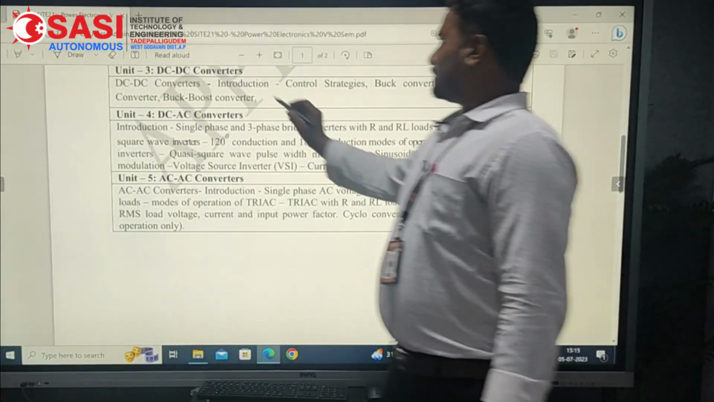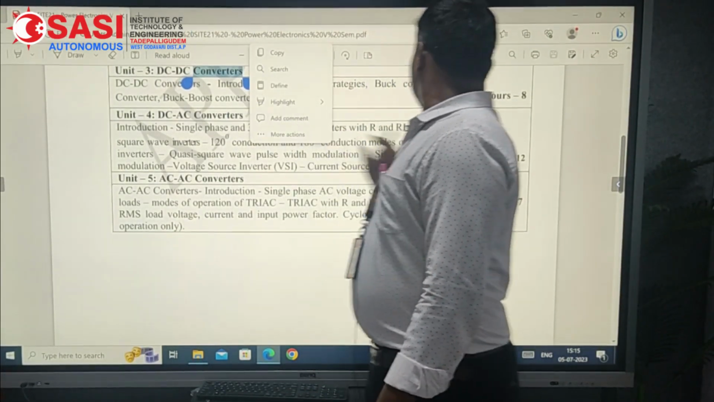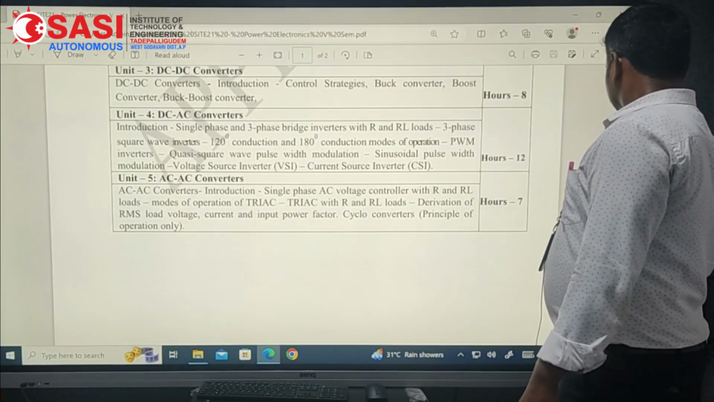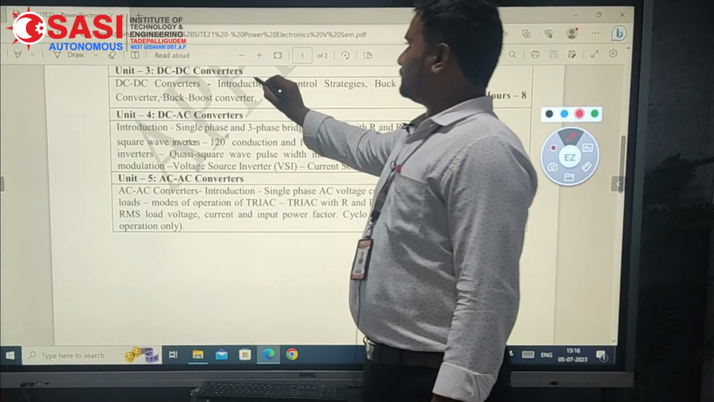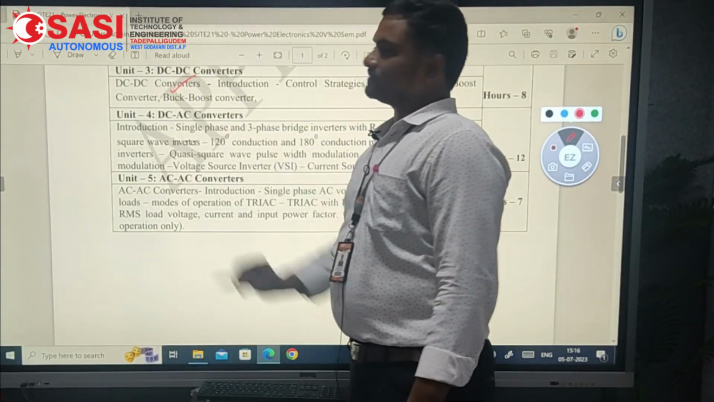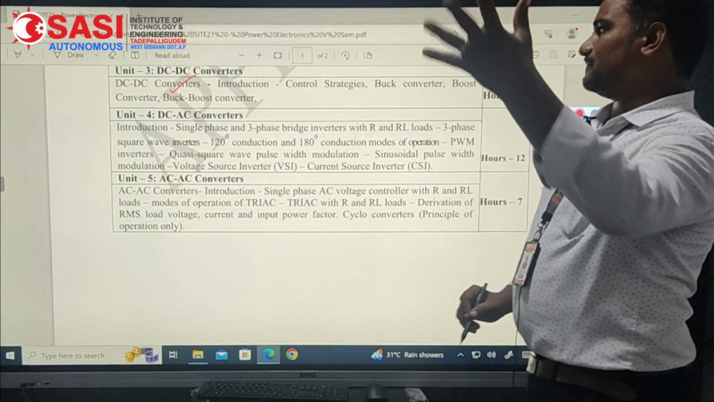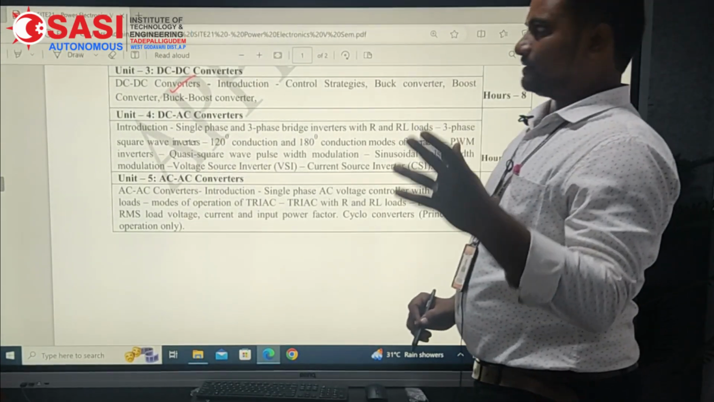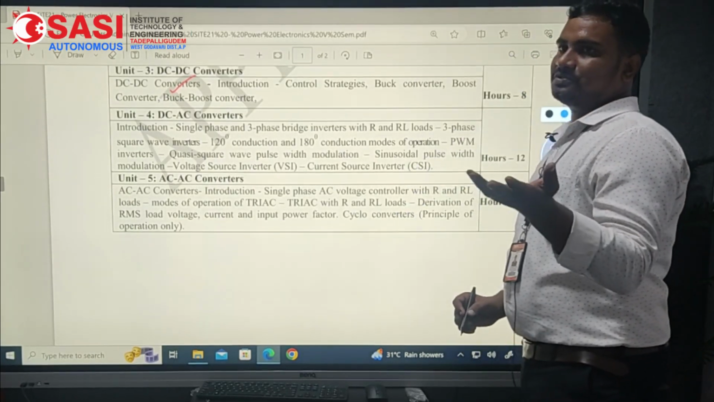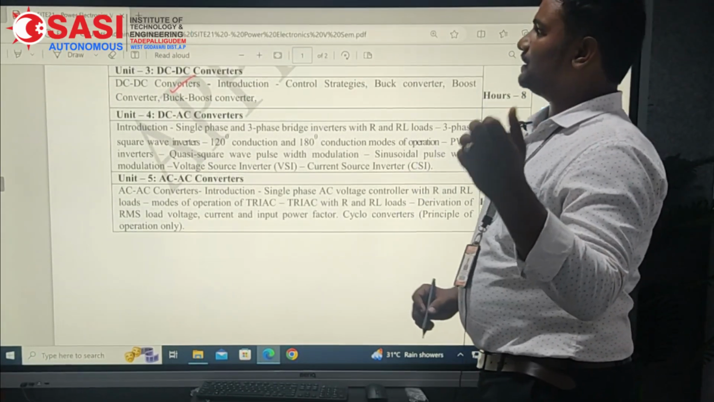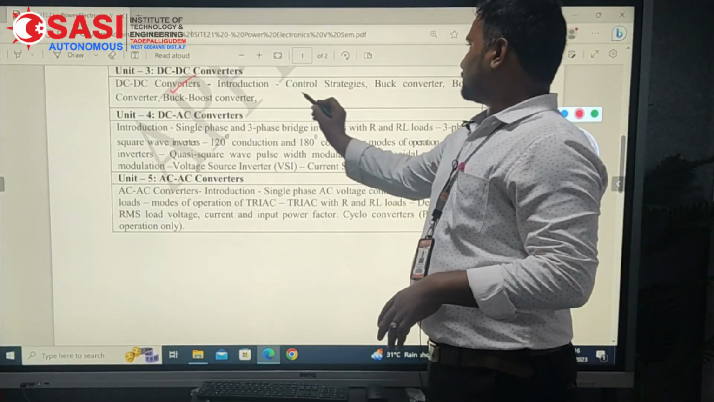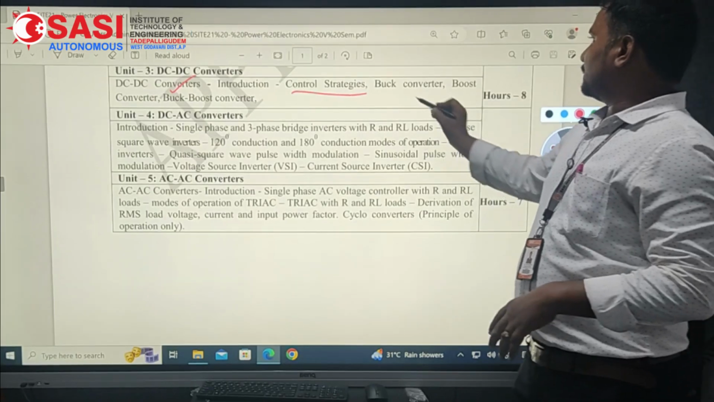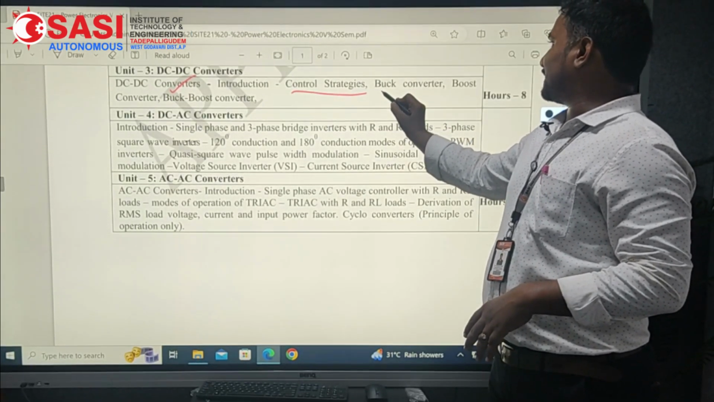So unit 3 deals with the DC to DC converters. Generally a fixed DC is converted into variable DC. So for that, what are the control strategies we are going to use to change the on time or off time of the pulse? So the control strategies are analyzed in this section, followed by the buck converter.